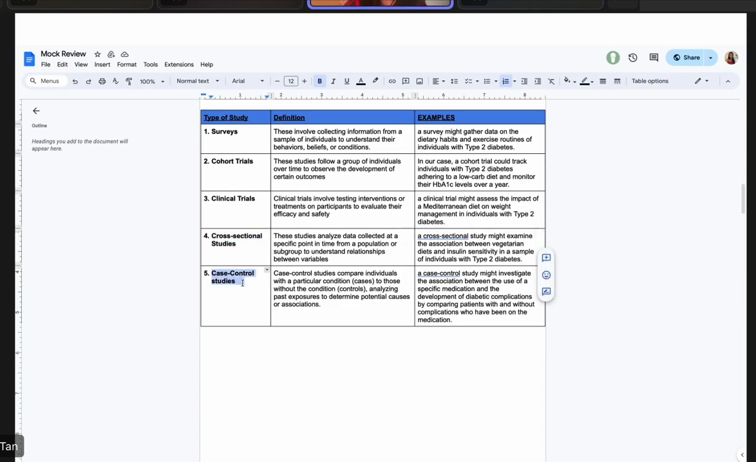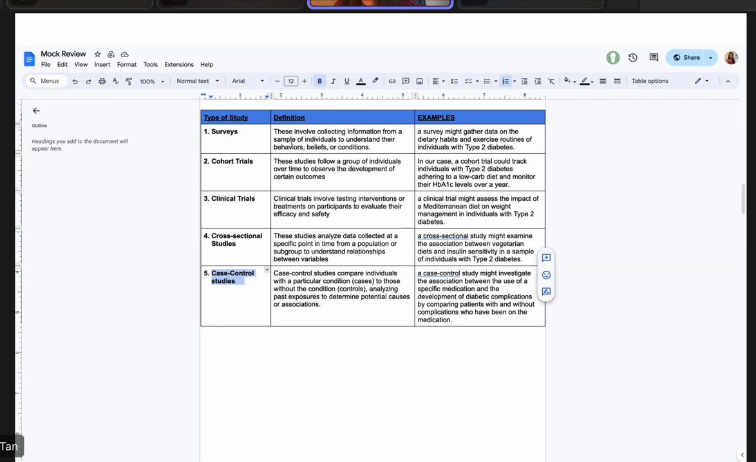And then case control studies, it would be if you have a medicine, is it associated with the development of complications? So you look at people with the disease, with the complications, so your cases, and without the complications, so your controls. Okay, so that's all 5 types of study that we've covered. Again, if you have any questions, please pop them in the chat. I'm keeping an eye on it.